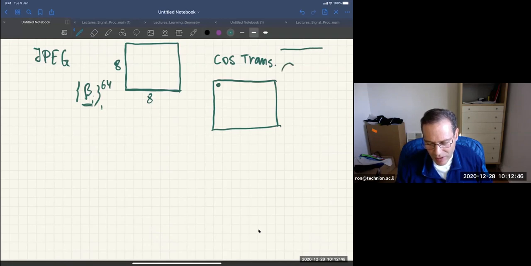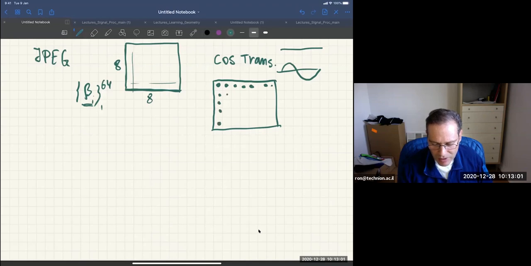These coefficients could be ordered from the first one that multiplies the constant image. Then you have a cosine that goes only along that direction, then a cosine that goes only along that direction, and then the diagonal direction. So these would be the frequencies along the X direction, these would be the frequencies along the Y direction, and these would be the mixed. And the more you go to the right, the higher the frequency gets.